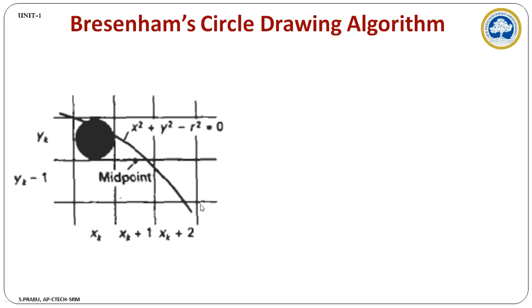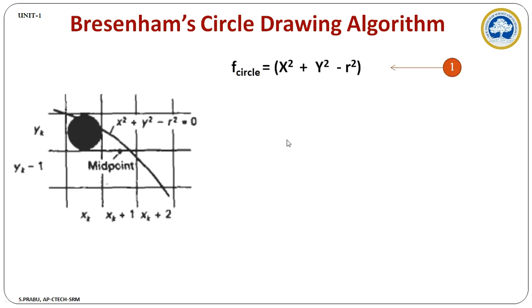And the equation of the circle is x square plus y square minus r square equal to 0. So I write the equation of the circle first, that is x square plus y square minus r square. Now I want to find the decision parameter. The decision parameter is represented as pk. The decision parameter finds the next possible coordinate value of both the x and y coordinates. So I write like this. So this is the next possible x coordinate value and this is the next possible y coordinate value.